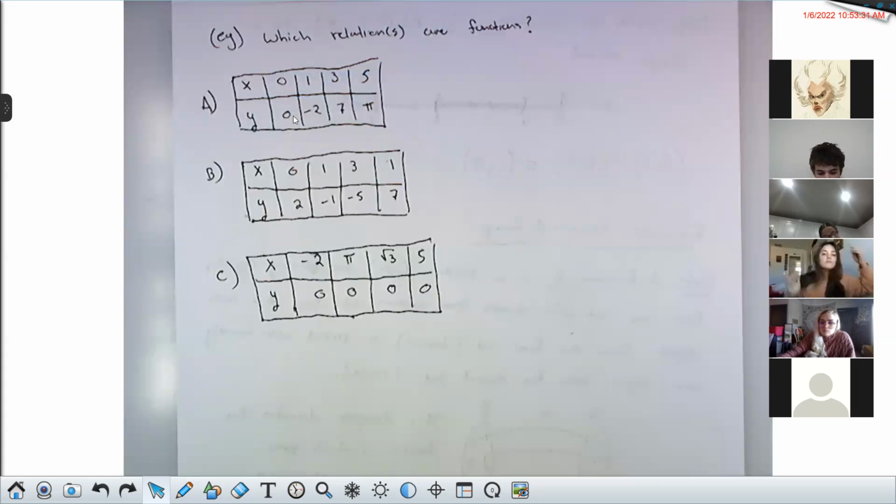So here the input 0 goes to the output 0. Does the input 0 get sent anywhere else? No. And the same is true of 1. The input 1 goes to the output -2, but nowhere else does 1 get sent to some other output. The input 3 gets sent to the output 7. So 3, is it sent anywhere else? Nope, I don't see 3 listed anywhere else. Does the input 5 get mapped anywhere besides pi? Nope, I don't see 5 getting paired with anywhere else. So this is a function.